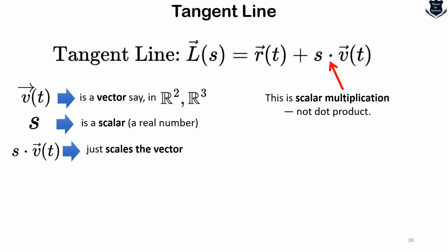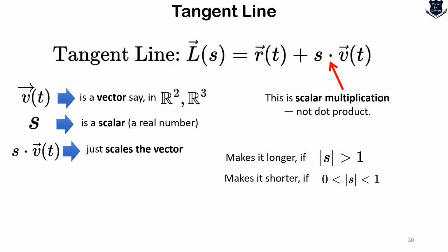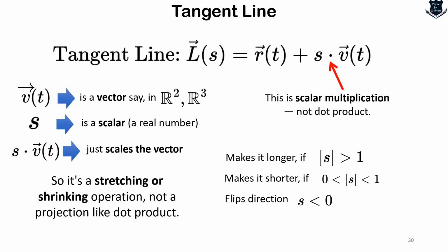And s dot v(t), which is a scalar multiplication, only scales the vector. That means it makes it longer if s is greater than 1, shorter if s is less than 1, and it flips the direction if s is less than 0. So remember, it is nothing related to a dot product. Although it looks like a dot, it is a scalar multiplication. It is just stretching or shrinking the vector. It is not a projection like the dot product. It is only what is called scalar multiplication. It is scaling that value, nothing else.